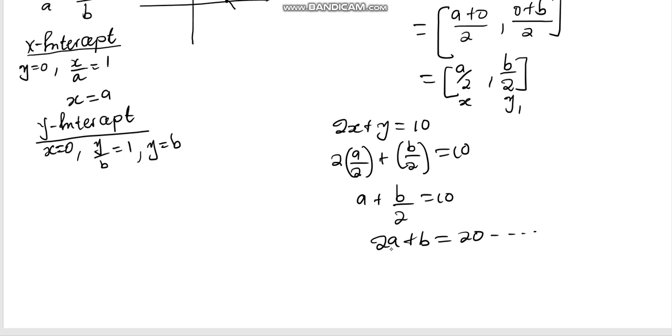So let's keep this one as our equation number 1. Okay, so let's make b the subject here. If we make b the subject, we're simply going to have 20 minus 2a, like this. Okay, so let's now say this is our equation number 1.